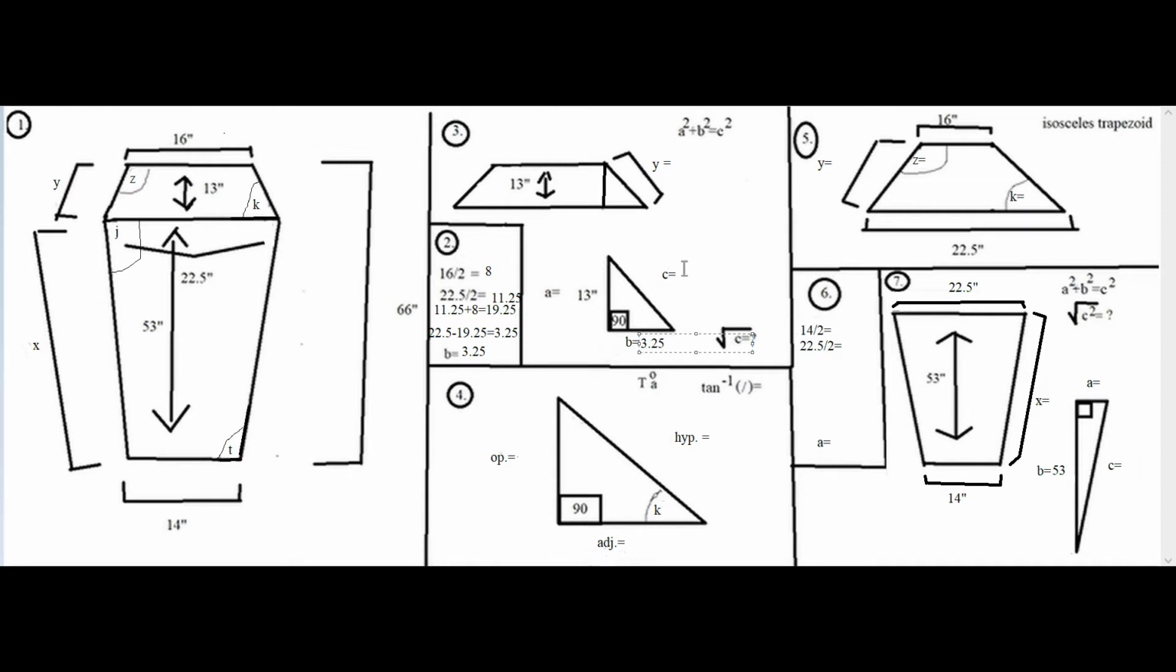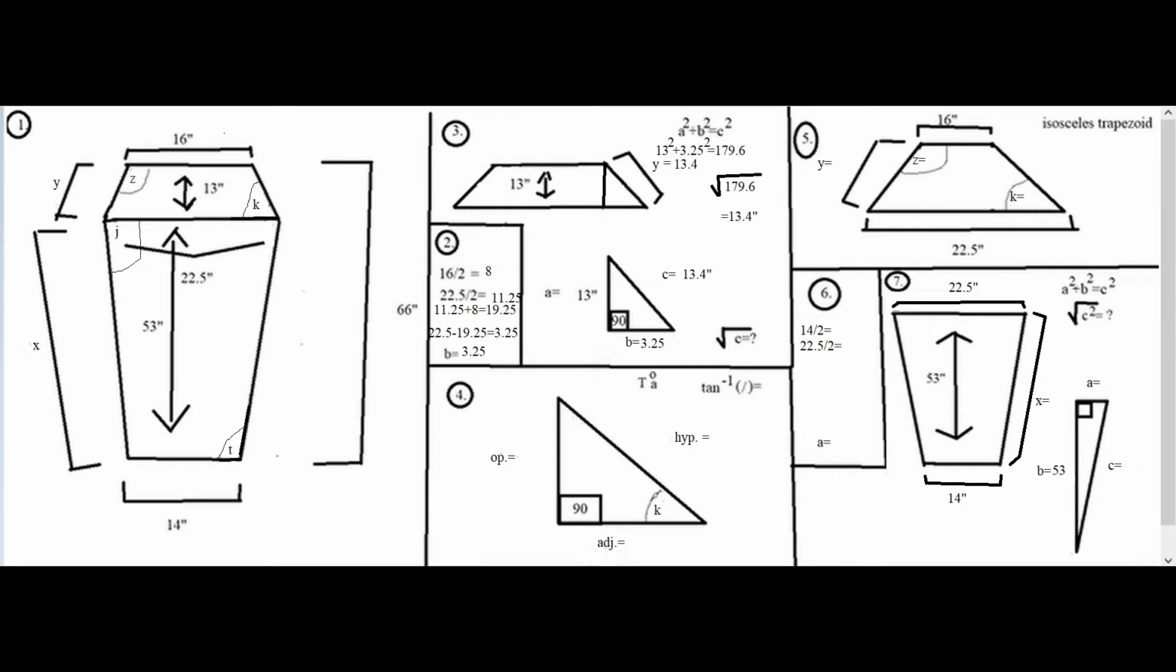In order to find the length of C, what we're going to do is A squared plus B squared equals C squared. So what you're going to do is put in your calculator 13 squared plus 3.25 squared, and you should end up with 179.5625, and what we're going to go ahead and do is round that up to 179.6. Now that we got 179.6, we're going to square root it, and then you should get 13.4. And now we can go ahead and plug that in. So C equals 13.4. So Y equals 13.4.